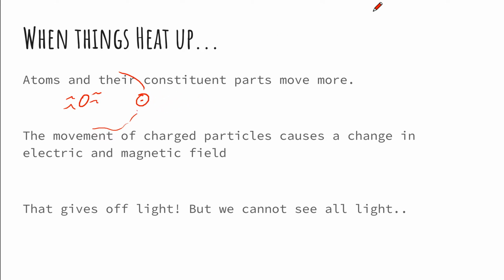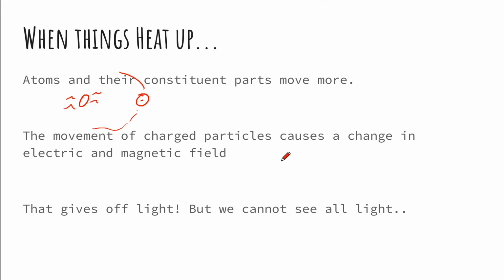So this is not atomic spectra, where electrons are jumping energy levels and you're producing a specific color. This is just based on the random vibrations inside that object due to its temperature. So because those things are moving, they have charges. They are causing a change in the electric field, and consequently, due to Maxwell's equations, a magnetic field.